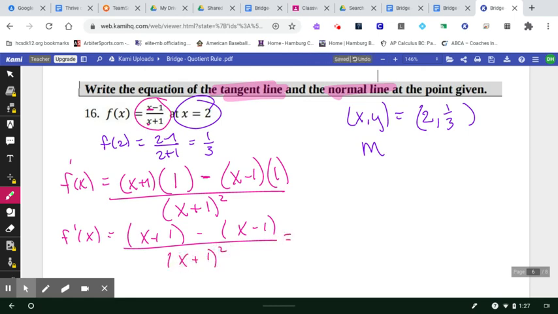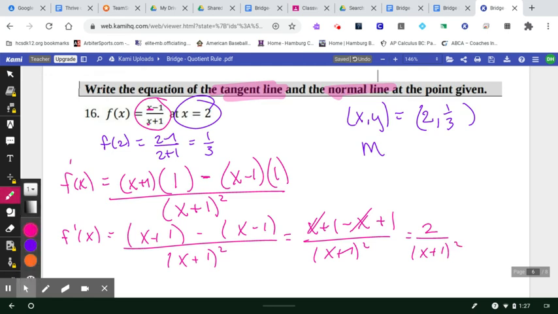I'm going to clean up the top. So I have x plus 1 minus x plus 1 all over the x plus 1 squared. So it looks like I get a slope of, those cancel, 2 over x plus 1 squared. And they specifically want the slope when x is 2. So now I'm just going to find f prime of 2. So I've got 2 over 2 plus 1 is 3. 3 squared is 9. So if my slope is 2/9, then we're almost done.